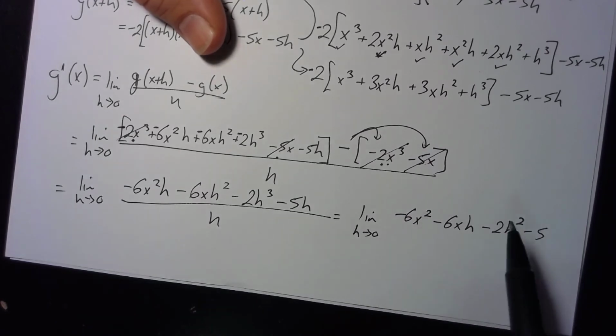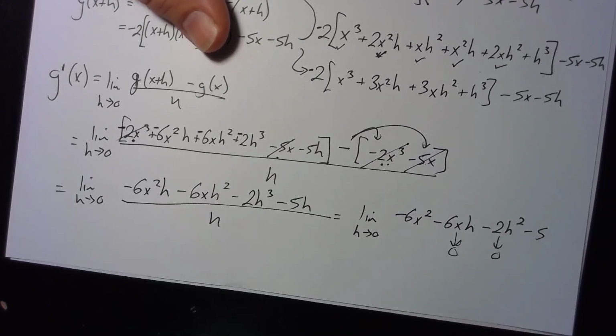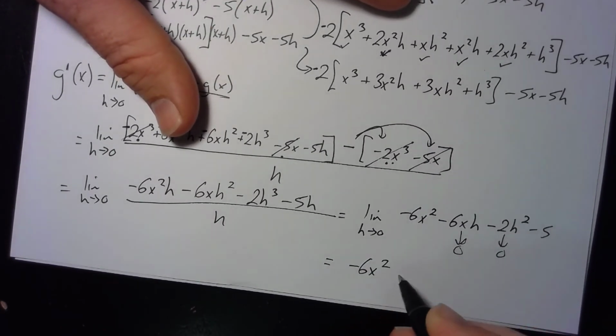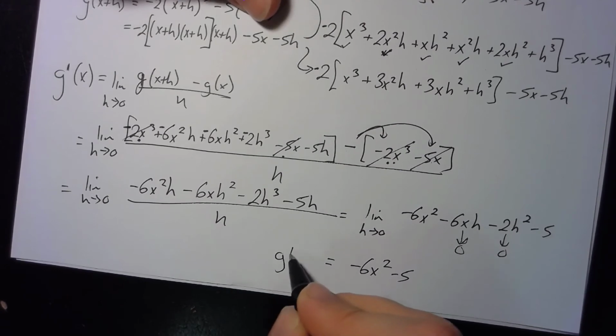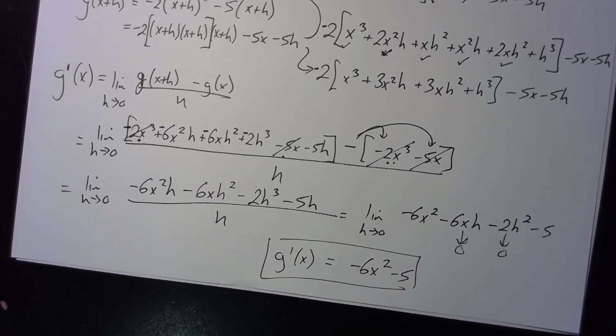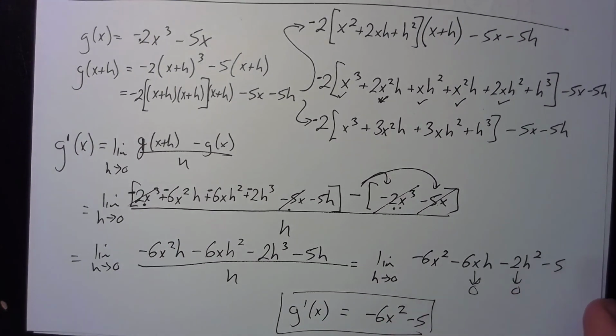So now as h goes to 0, this term is going to go to 0 because it's got an h still left in it, and this term is going to go to 0 because it's still got an h left in it. And therefore my final result is negative 6x squared minus 5. This is g prime of x. Again, these problems require an immense amount of algebra to execute them efficiently and carefully. Please make sure that you do the same, and you are very diligent about checking your algebra work to make sure you don't make any silly mistakes.